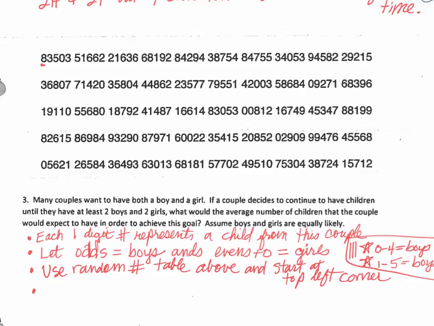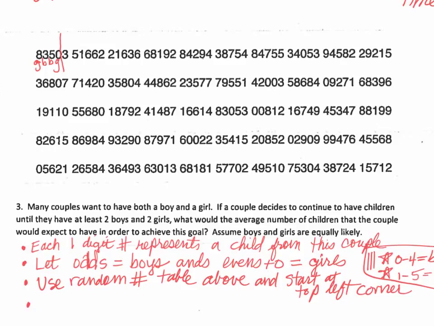So, for example, in this first one, I got girl, boy, boy, girl. Ding, ding, ding. They actually happened to achieve their goal after just having 4 children. So that would end that trial. The next trial is, let's see, boys are odd. Boy, boy, boy, girl, girl. Okay, now, ding, ding, ding. I have now gotten at least 2 boys and 2 girls. See, they had to have 5 children in that trial.